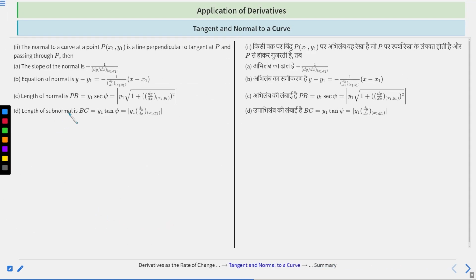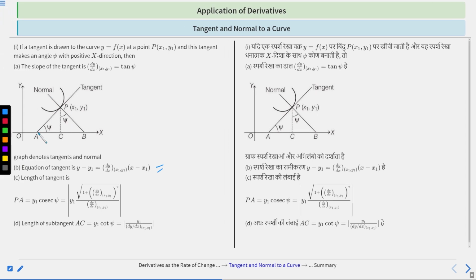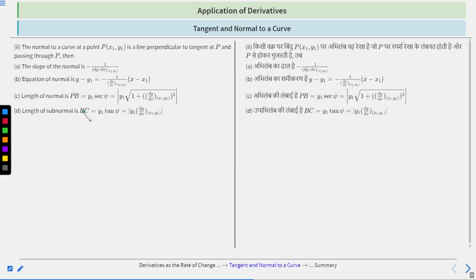Now let's discuss the normal. The normal to a curve at point P is a line perpendicular to the tangent at point P and passing through P, right? Slope of tangent at (x1, y1) is dy/dx at (x1, y1). So the slope of the normal is minus 1 upon dy/dx at (x1, y1), right? Because m1 m2 is equal to minus 1 for two perpendicular lines, as we all know. Now the equation of the normal can be written as y minus y1 equals minus 1 by dy/dx at (x1, y1) times (x minus x1).